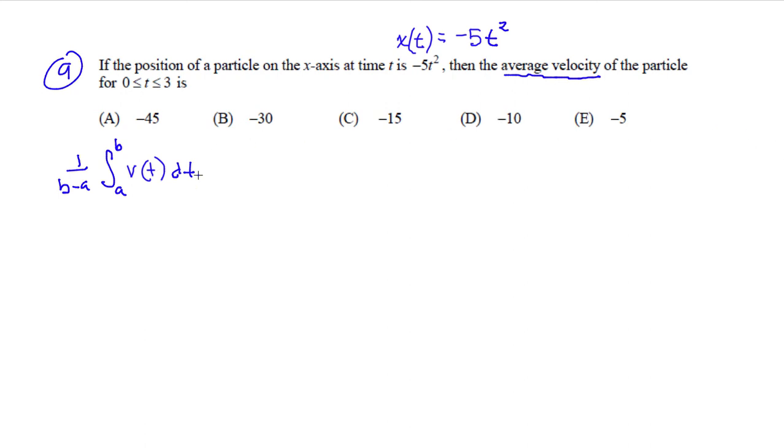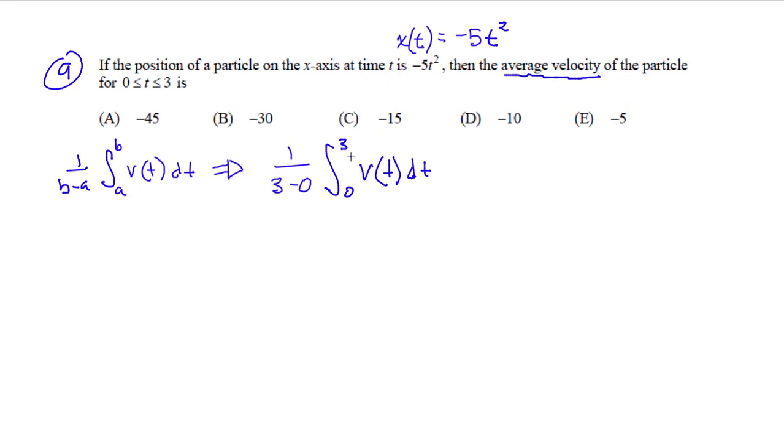So when I actually fill this thing in now, this is going to turn into 1 over 3 minus 0, because our time constraints are between 0 and 3. And that's going to be the integral from 0 to 3 of our velocity function. We don't have velocity. Interesting. So I'm just going to leave it as velocity for now. v of t dt. That's as much as I can do. They didn't give us velocity, right?